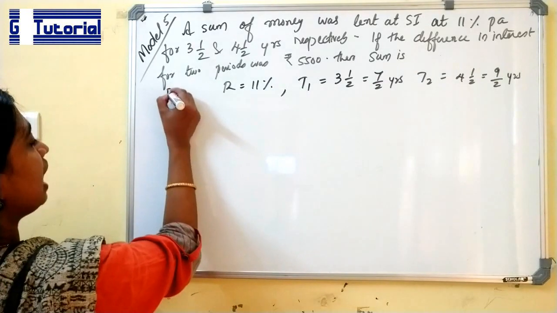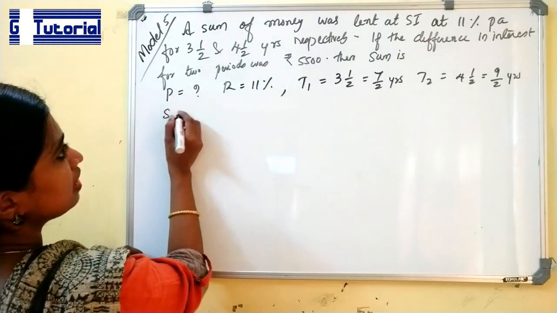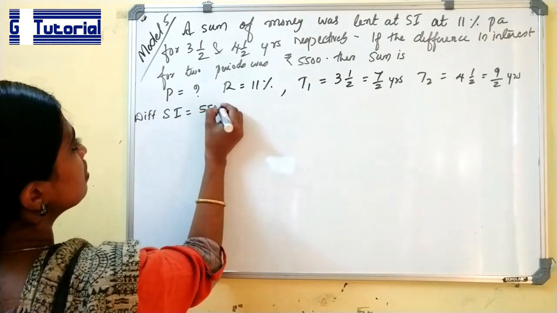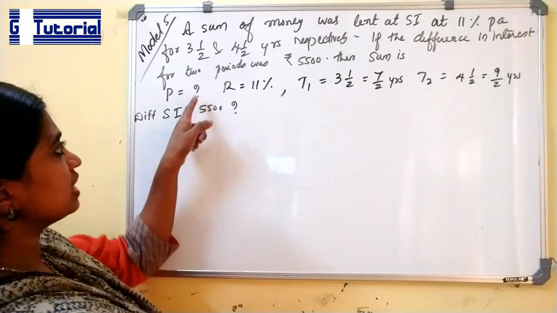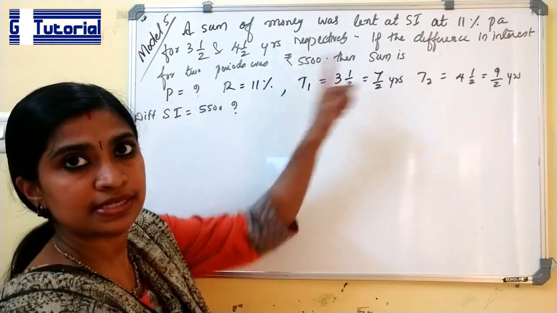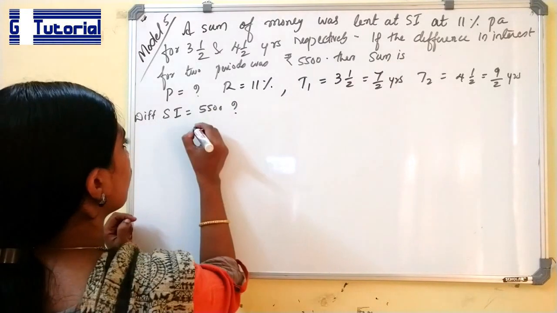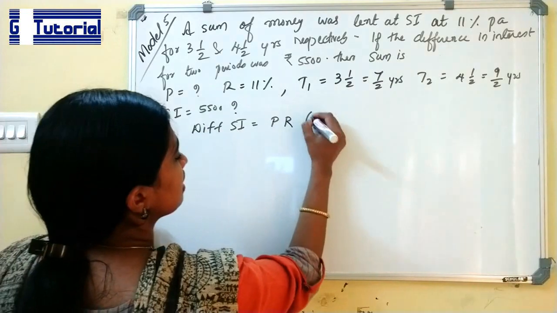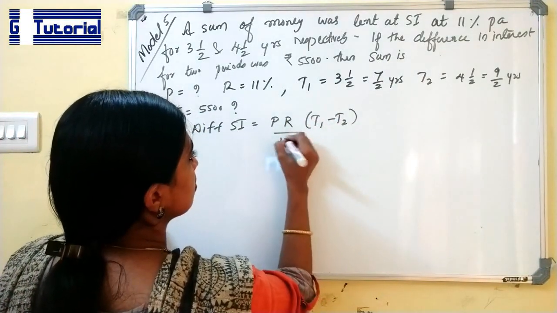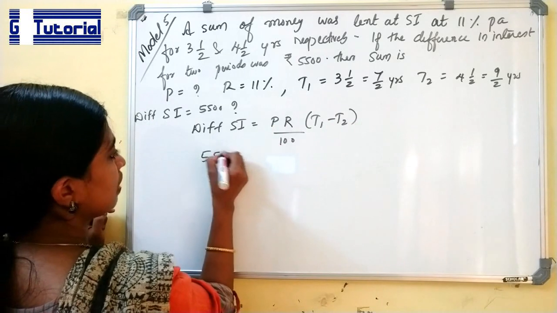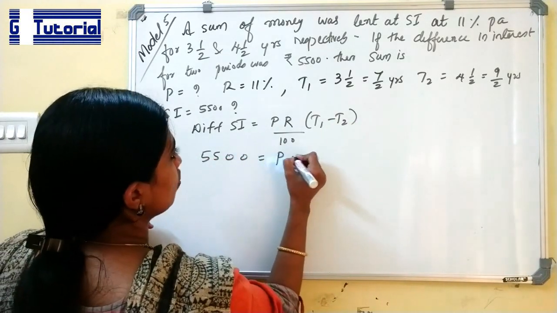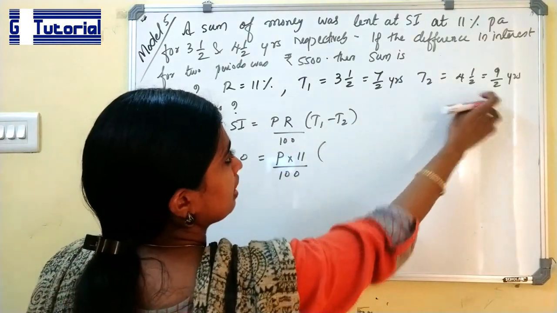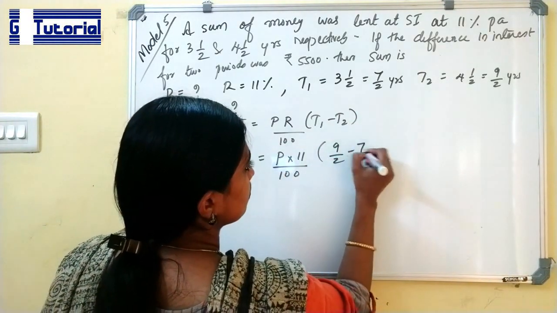And we are not given the value of principal, and the difference in SI is given. It is equal to 5,500 rupees. So we are asked to find the value of principal. The sum is, we are asked to find the value of principal. So the formula is difference in SI is equal to PR, here time is different, by 100. Difference in SI is 5,500, which is equal to P is unknown and R is 11, into T1 minus T2, which is 9 by 2 minus 7 by 2.